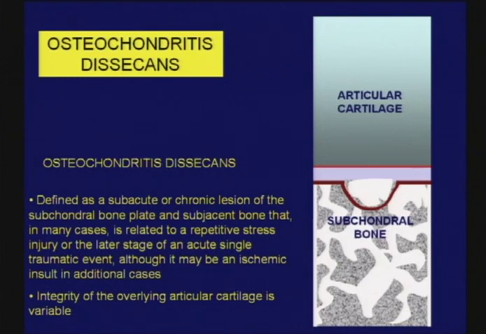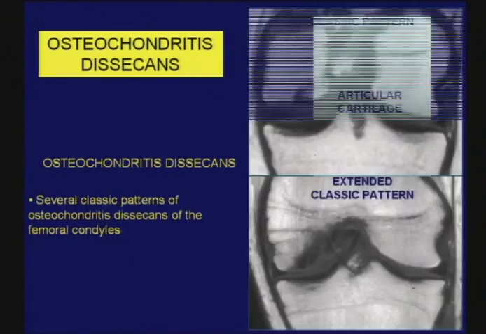Most people regard this as a chronic stage of an injury. Whether the initial injury was an acute event or a repetitive injury could be debated, but it's defined as a subacute or chronic lesion of the subchondral bone plate and subjacent bone that in many cases is related to a repetitive stress injury or the later stage of an acute single traumatic event. Although there is some evidence in the literature that some cases are ischemic in etiology. The integrity of the overlying cartilage is variable.